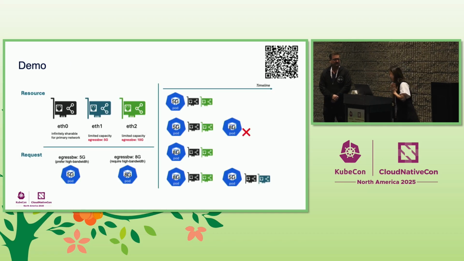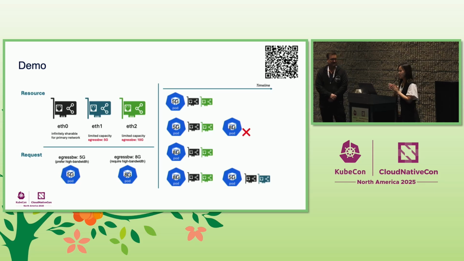Now it's time for excitement, I guess, or for the demo. Let's see. What I would like to show in this demo is a situation where we have 3 NICs, eth0, 1, 2, and the first one is supposed to be infinitely shareable, so everyone can get this one as the primary network. We have Ethernet 1 that has 5G bandwidth, and Ethernet 2 that has 10G, which would be considered higher bandwidth. And we have 2 requests in the scene: the first one requests 5 gigs and the second one requests 8.